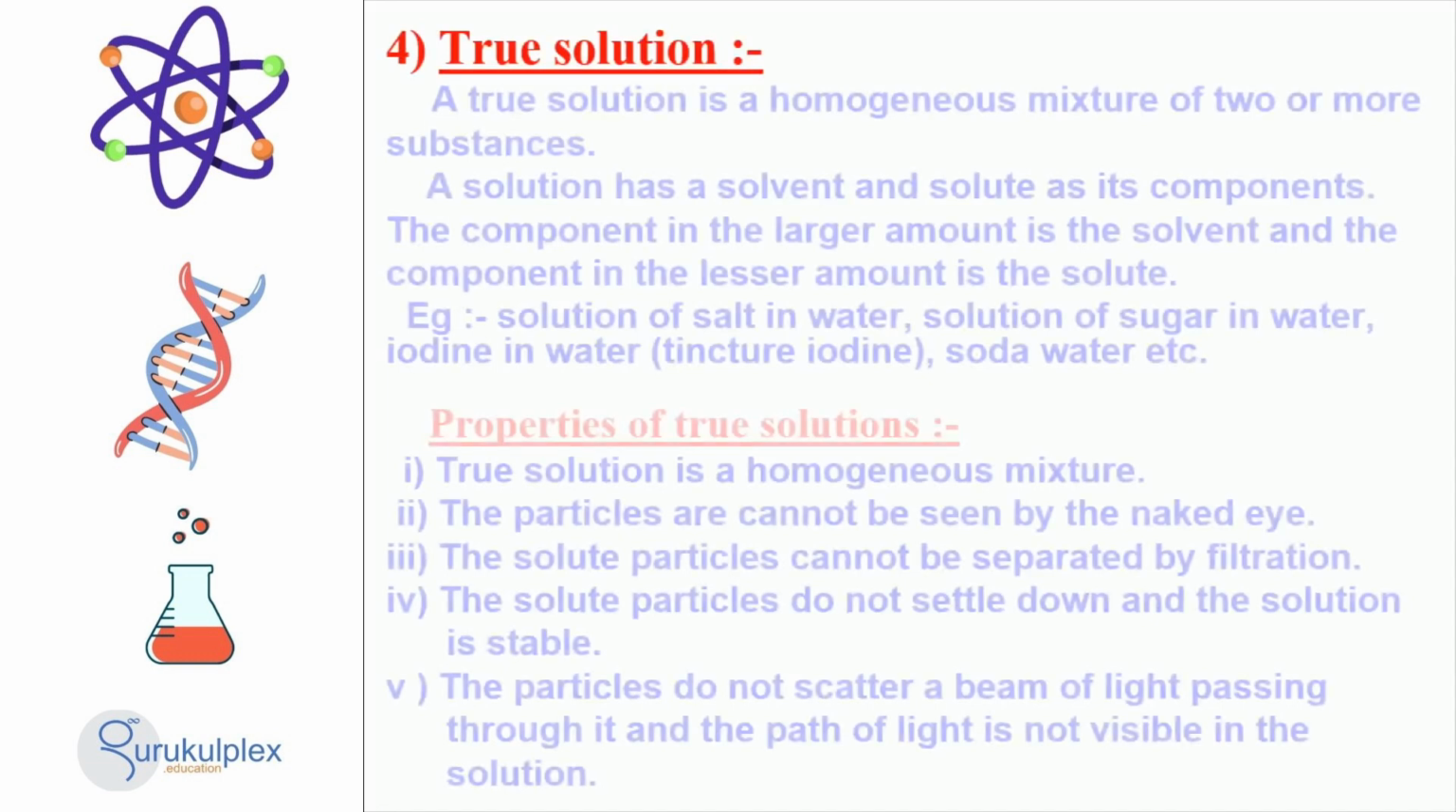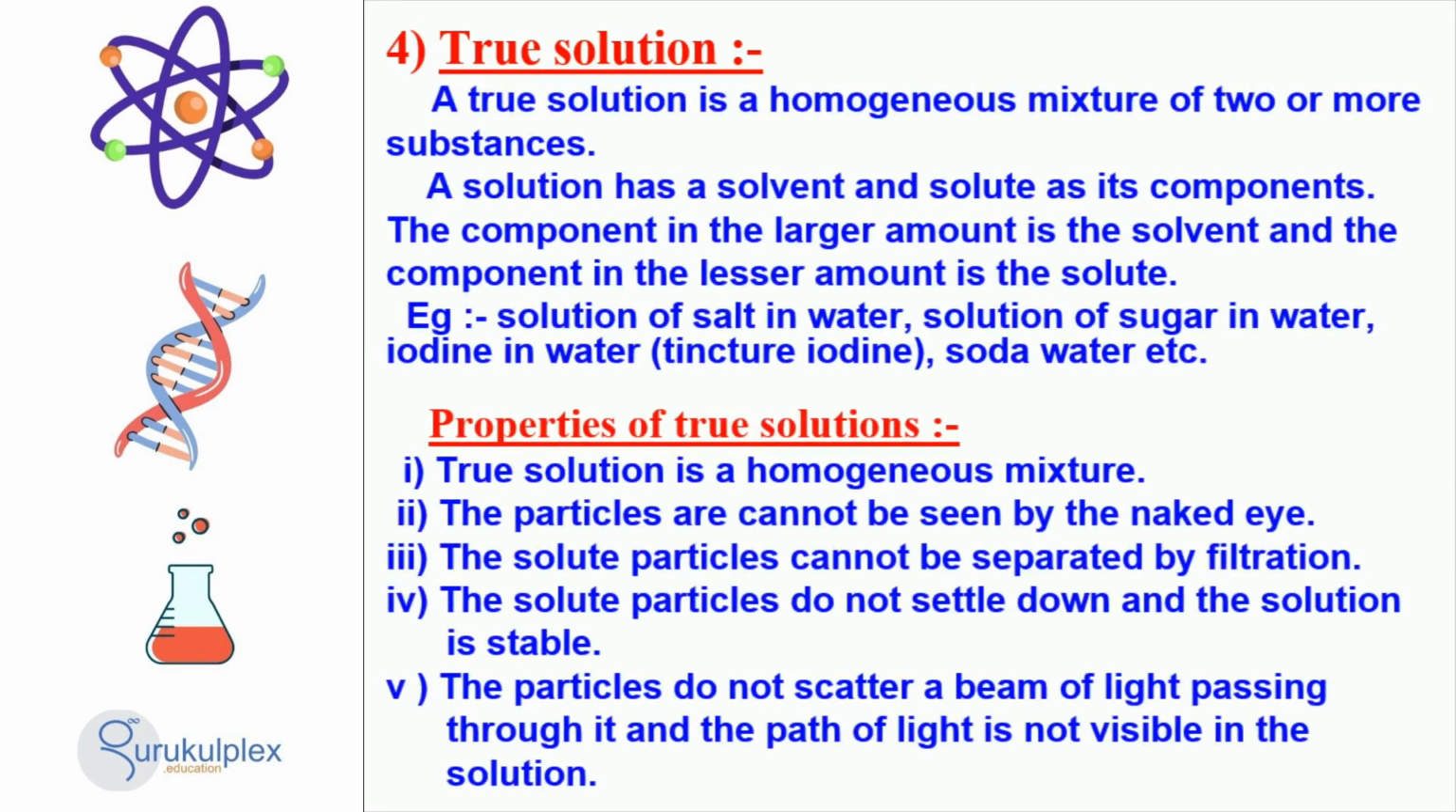A true solution is a homogeneous mixture of two or more substances, with a solvent and a solute as its components. The substance in greater amount is the solvent, while the one in lesser amount is the solute. Examples of solutions are salt in water, sugar in water, iodine in water or soda water.